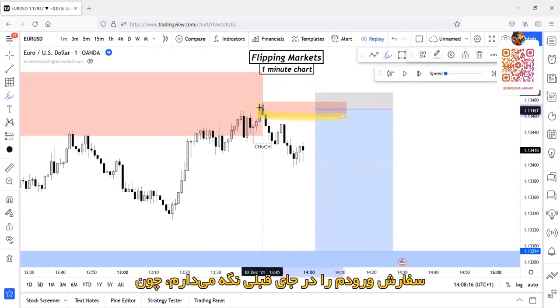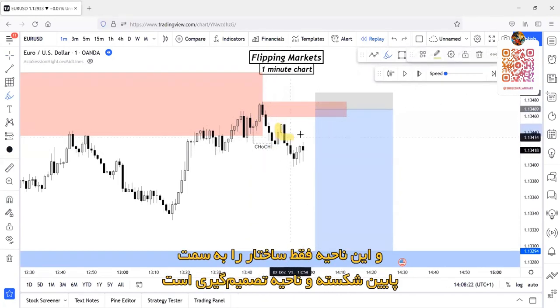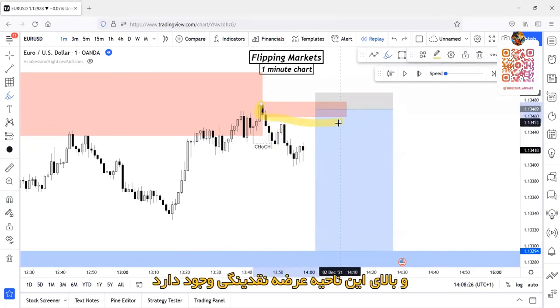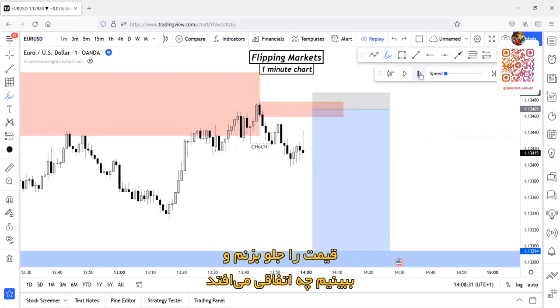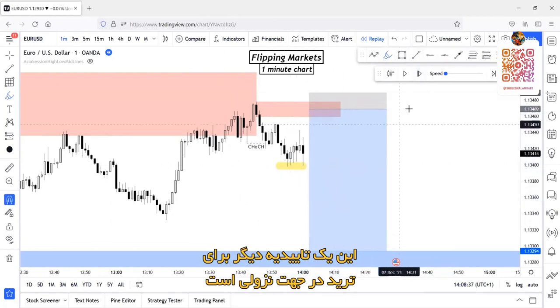I will keep my limit here because actually this supply zone changed character first, and this supply zone just broke structure to the downside. It's a decisional one, and this supply zone had liquidity above. So let's just play price. Let's see what happens. Okay, price created liquidity on the downside, so it's one more confirmation for the shorts.